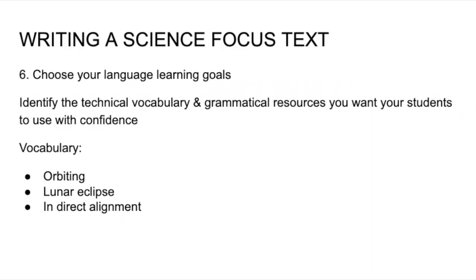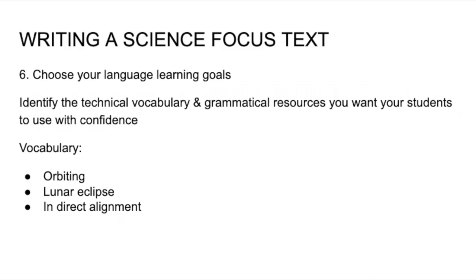Okay, number 6, you're choosing your language learning goals. So this is number 6 in the 8 steps to writing the focus text. In this one, you're identifying the technical vocabulary, and we've spoken about this before. Every KLA has very different vocabulary, and that is what students struggle with because, especially in Year 7, they start to do 7 or 8 separate subjects, and each one of those has terminology within it that's very specific to that subject area and obviously that unit.